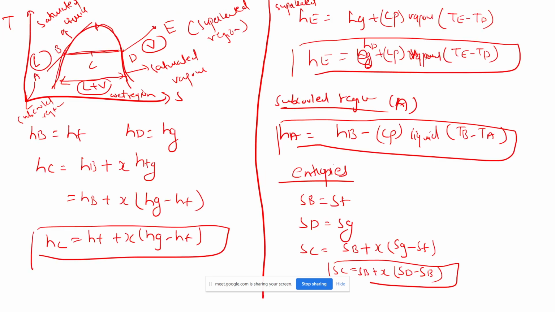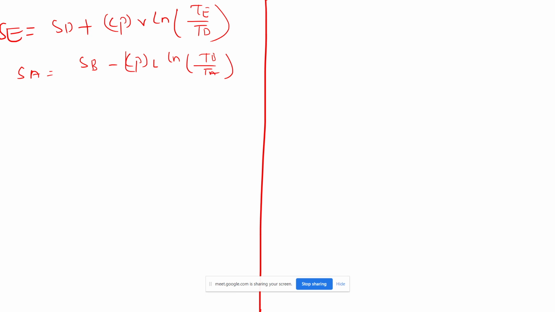This only you have to remember for pure substances. That will be applicable in our cycle formulas. So directly we will now go to Rankine cycle.